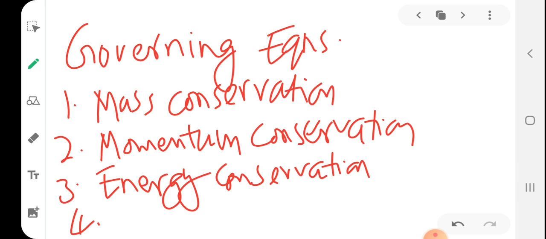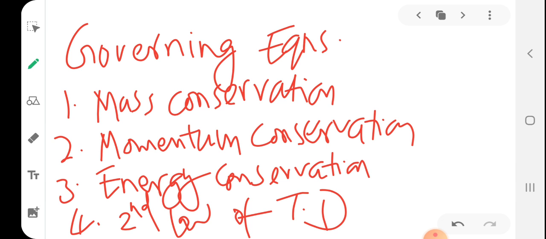Fourth one, the second law of thermodynamics, that is regarding entropy. So these are the four different governing equations. These are the basic equations which govern the various phenomena associated with compressible fluid flow. Students, you have already learned all these equations in your first module.